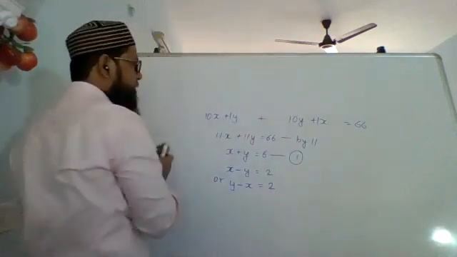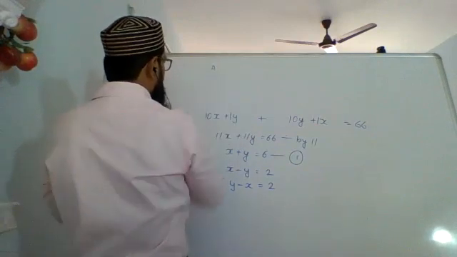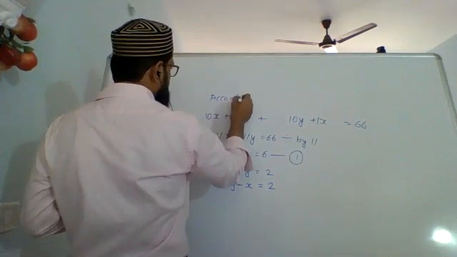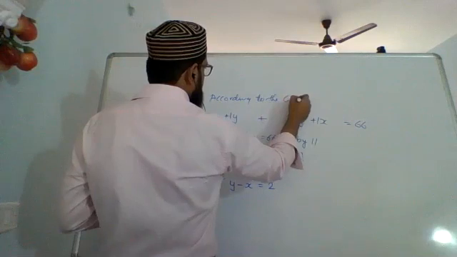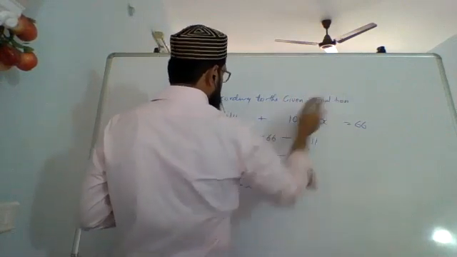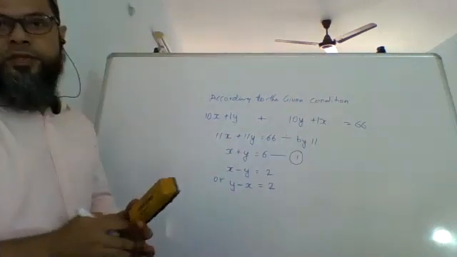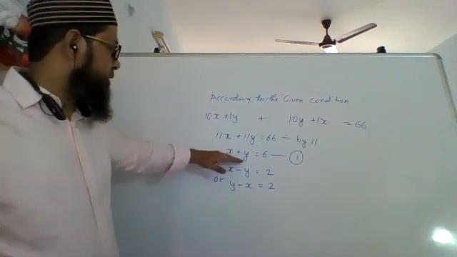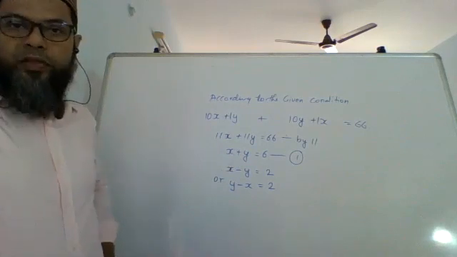Therefore, according to the given condition, up till here, x plus y equals 6, equation number 1.